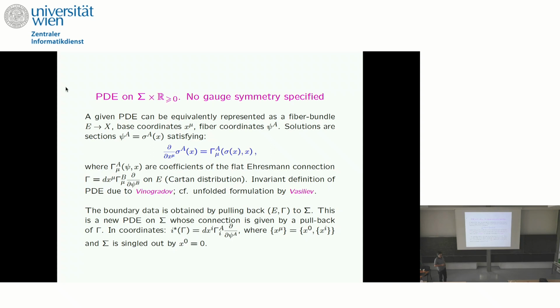So the message is, if we are given a partial differential equation, take any submanifold in the space-time and pull back the bundle there, and you get a new partial differential equation. It can be quite sick, but it is what it is. And it describes the boundary data. From the point of view of solutions, it means, roughly speaking, that solutions of this boundary PDE are something like possible initial data for a PDE in the bulk. Exactly. For instance, if you take Maxwell's theory, this boundary PDE, if you rephrase it in normal terms, is going to just encode the Gauss law.